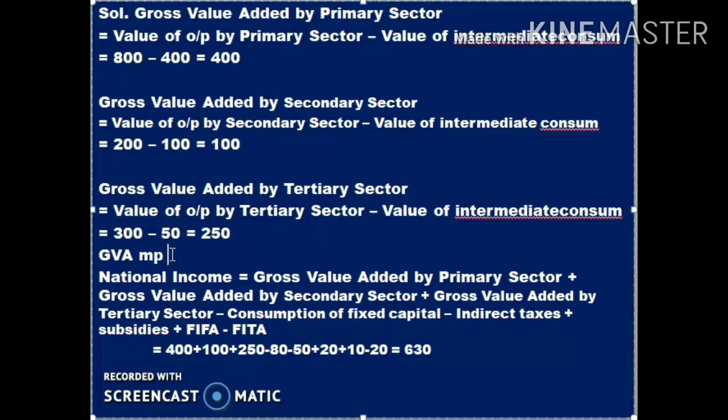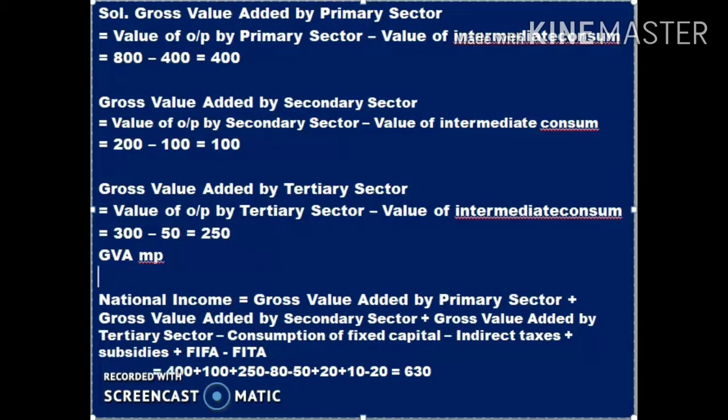What is the notation of national income? You know what is the notation? It is NNP FC. So you have to do some changes here. What value we had got, we have to put that value here. So we had got GVAMP. So adding these terms we will be getting GVAMP. Next we will be making the changes, the conversion here.